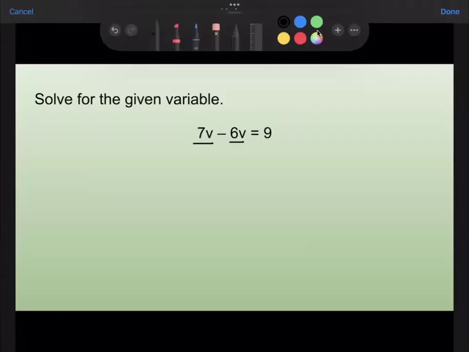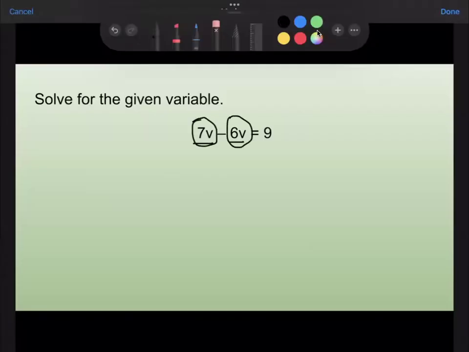A like term is considered to be any term that has the same variable to the same power. So like an x and an x. But if one of these x's was x squared and the other one was not, we could not combine that together. So it has to be the same variable to the same power. And that's what we have here. We have 7v and 6v.